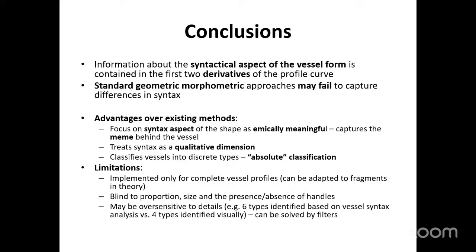It treats it as a qualitative dimension, because you get these discrete types, and the whole syntax concept that it's a qualitative thing. It is measured quantitatively, but this is a way to translate it back into a discrete qualitative unit. And this allows us to make this sort of absolute classification of vessels where the typology of that does not depend on the composition of the sample.